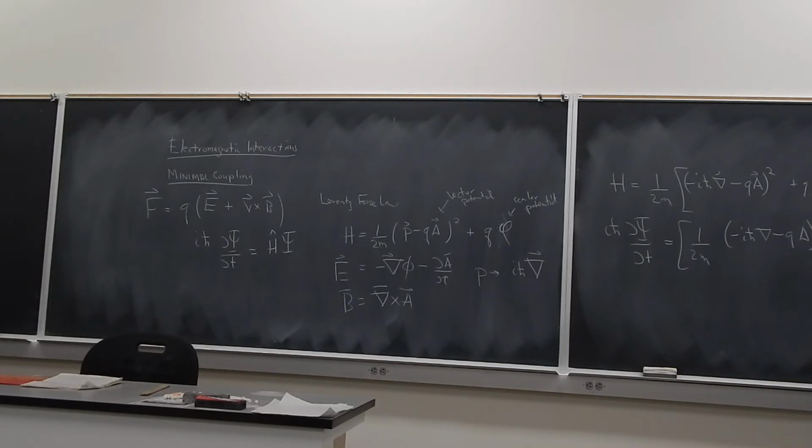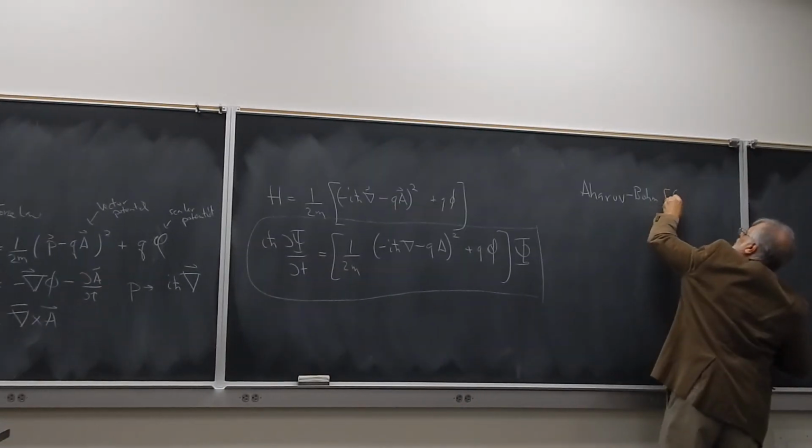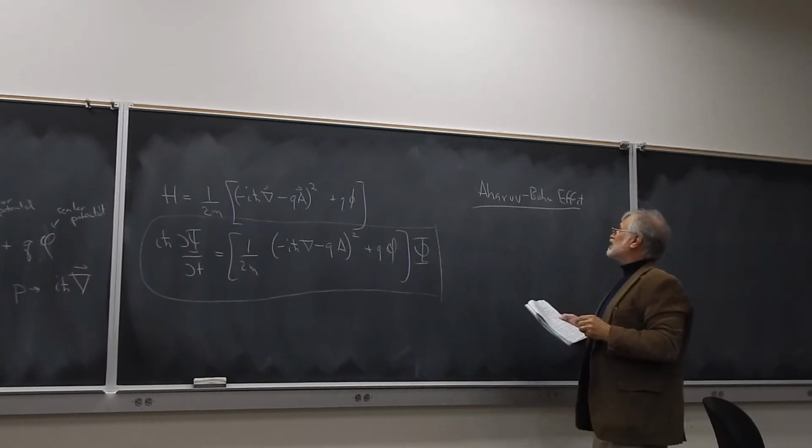This is what we call the minimal coupling rule. And I can solve the Schrödinger equation from there. So this is a nice way of expressing the effects of the Lorentz force in a quantum mechanical system. What I'd like to do next is use this coupling to talk about an effect called the Aharonov-Bohm effect, and this one will absolutely surprise you.